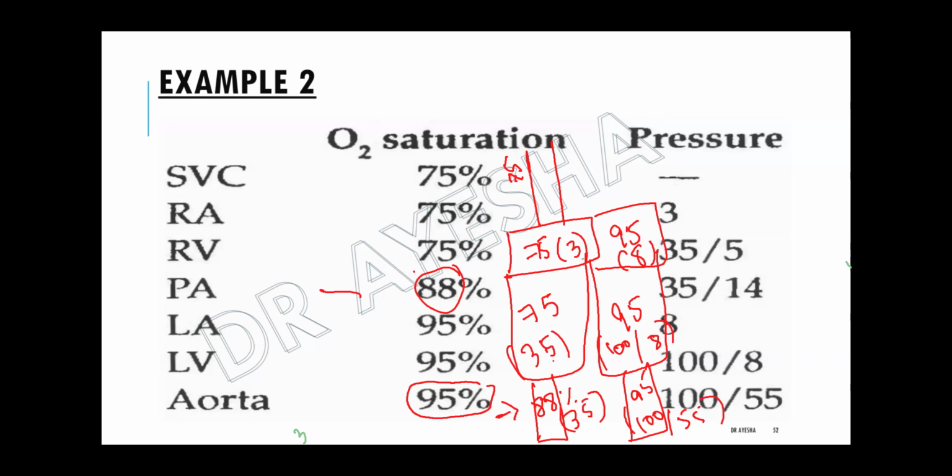And pulmonary pressures are raised. Aorta pressures are also normal. Yes, it's normal. I'm changing the color for you. Now tell me where is the change? Madam, the change is at the level of the pulmonary artery. Very good.